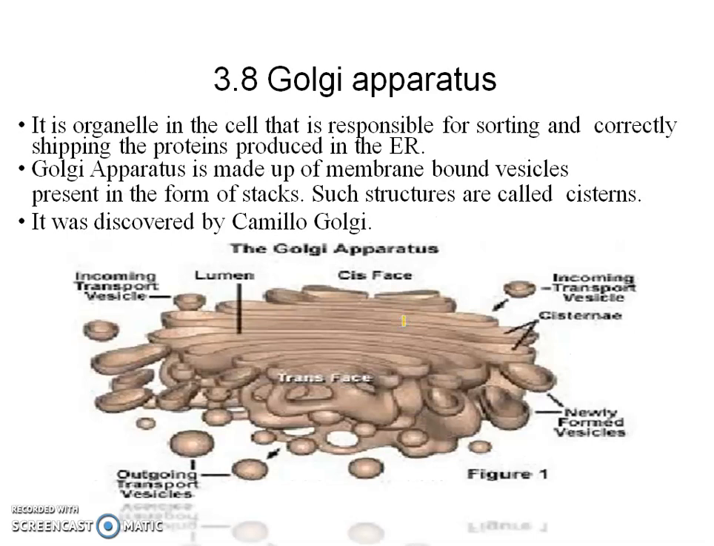Then Golgi apparatus. It is another single membrane-bounded structure. It is an organelle that is responsible for sorting and correctly shipping the proteins produced in the endoplasmic reticulum. So this Golgi apparatus is present near the endoplasmic reticulum only. Whatever the endoplasmic reticulum gives out, that is captured by the Golgi apparatus, and this apparatus will pack it in certain vesicles and then pinch it out and send it to the organelle or the part of the cell where it is needed.